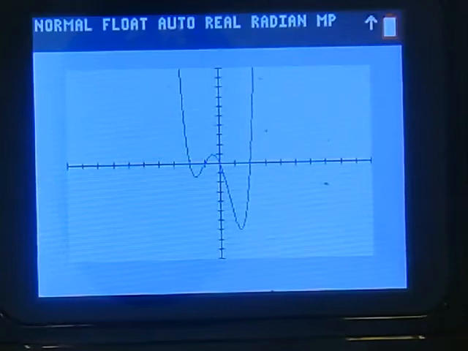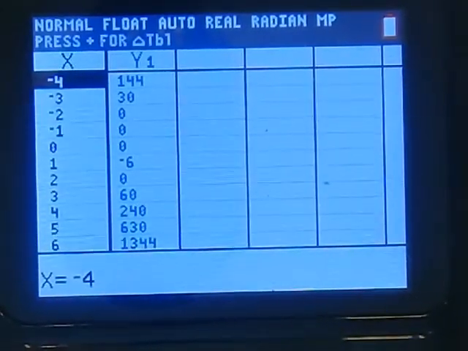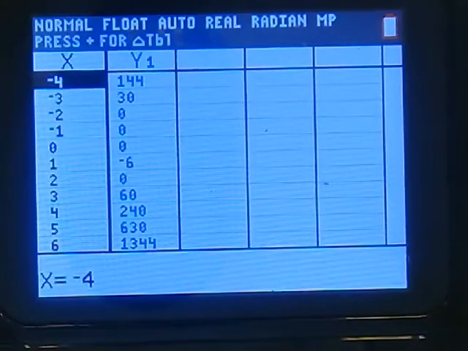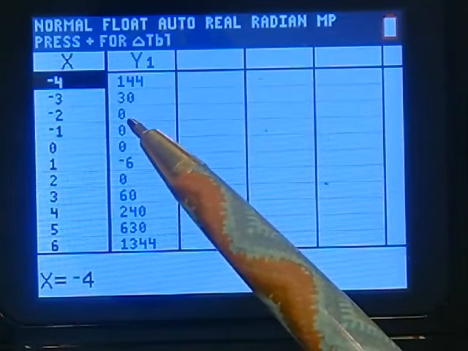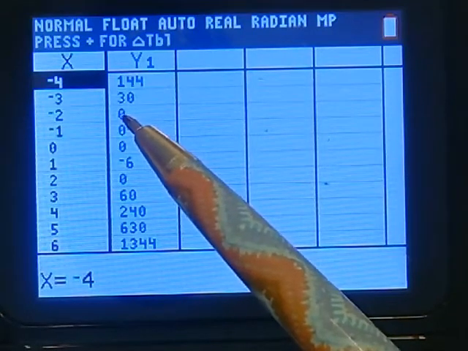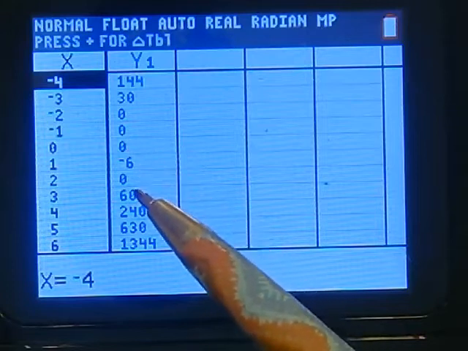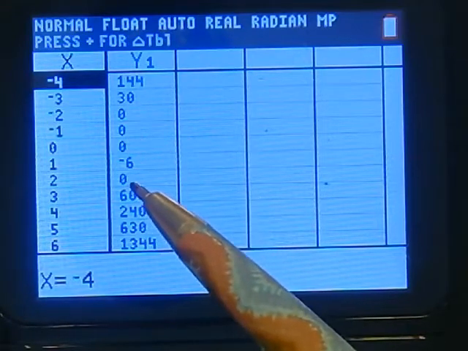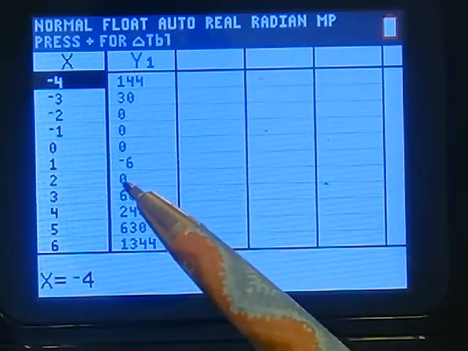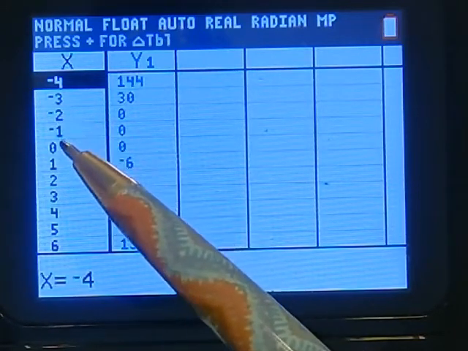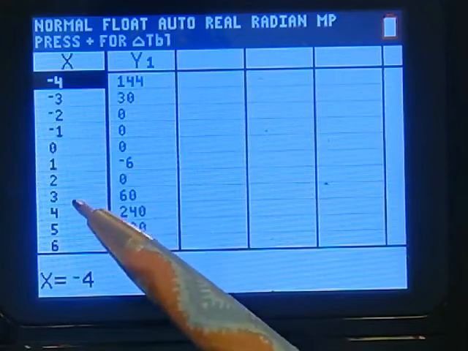So I'm going to go second table here. And as I look at the table, this was a good choice to make. I can see all of my zeros right here on the table. Look at the y column. Wherever y is 0, 1, 2, 3, 4 of them here, there are the 4 zeros that we saw. Turns out all of these zeros are integers. There's one at -2, -1, 0, and 2.